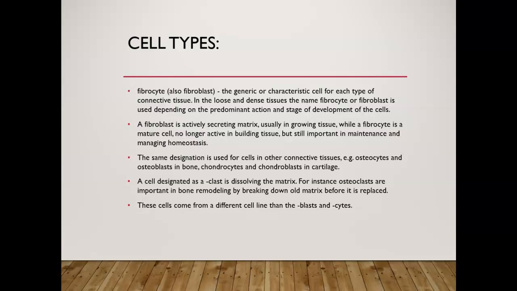So you have fibrocytes, also fibroblasts, because they produce fibers. Osteocyte, osteoblast: an osteoblast would be one that is actively making bone. A chondrocyte, chondroblast: a chondroblast is one that's making cartilage.